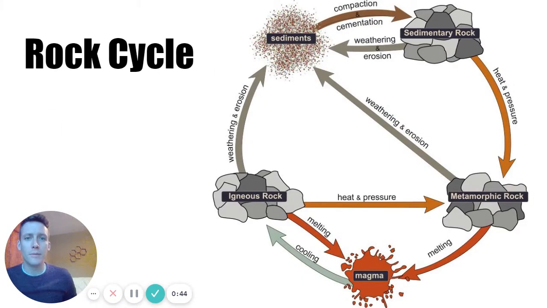The rock cycle, as you may remember, is a process by which our three main types of rocks, sedimentary, metamorphic, and igneous, change in between each other due to this process of weathering and erosion, or the addition of heat and pressure, or through melting and cooling. We learned about this in our week 1 lesson.